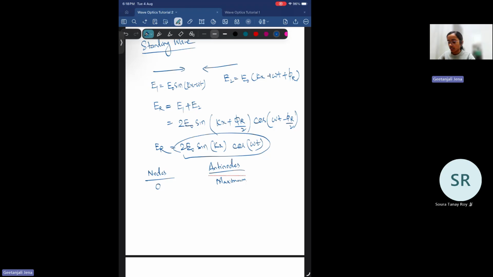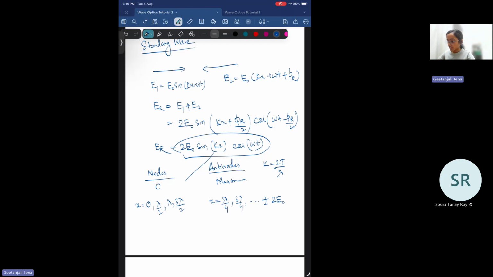For nodes, in the spatial part, it depends on x, and because k is 2 pi over lambda, if x is 0, lambda by 2, lambda, 3 lambda by 2, then we get nodes in the system. And for x equal to lambda by 4, 3 lambda by 4, we have antinodes in the system, and the maximum amplitude will be plus or minus 2E0.